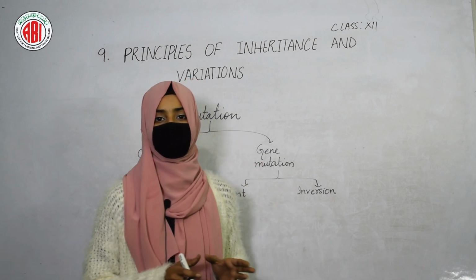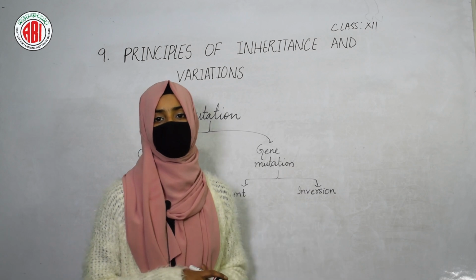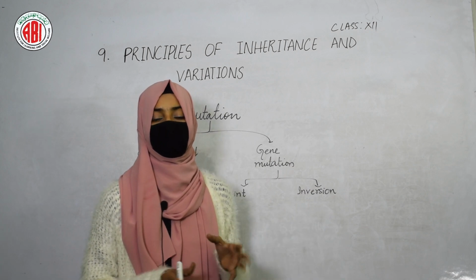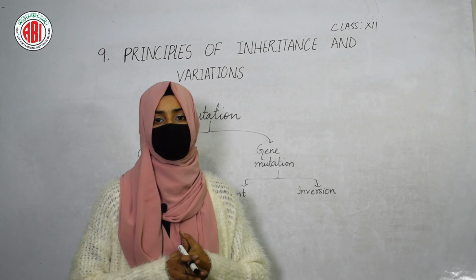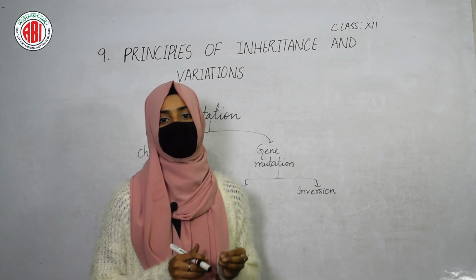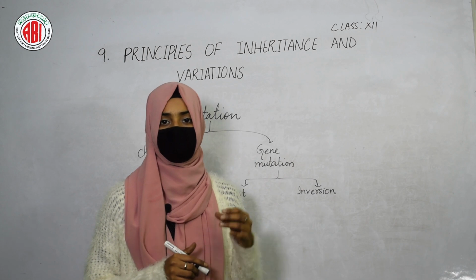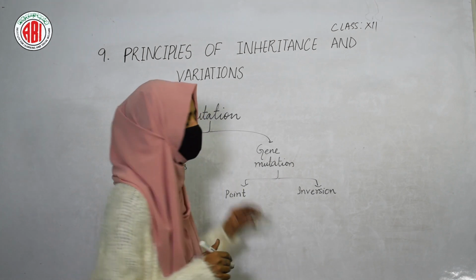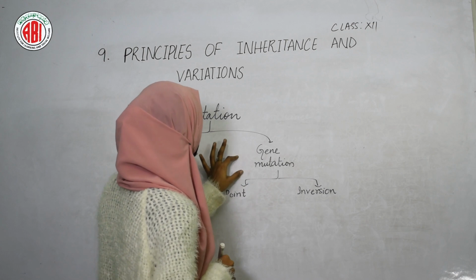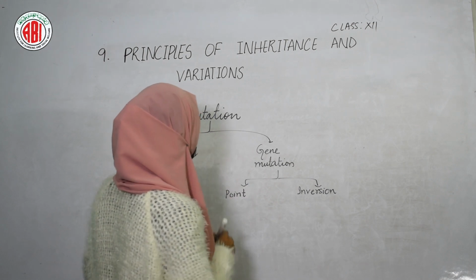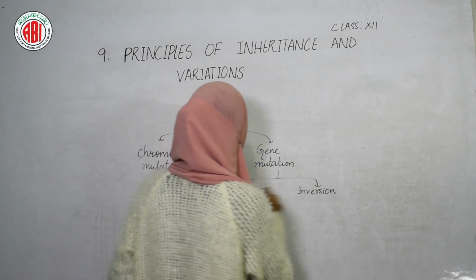Besides recombination, mutation is also a phenomenon due to which variation in the structure of the DNA takes place, and because of these mutations, the phenotypic and the genotypic ratio of the organisms also get changed. Gene mutation is of two kinds, point mutation and inversion mutation.